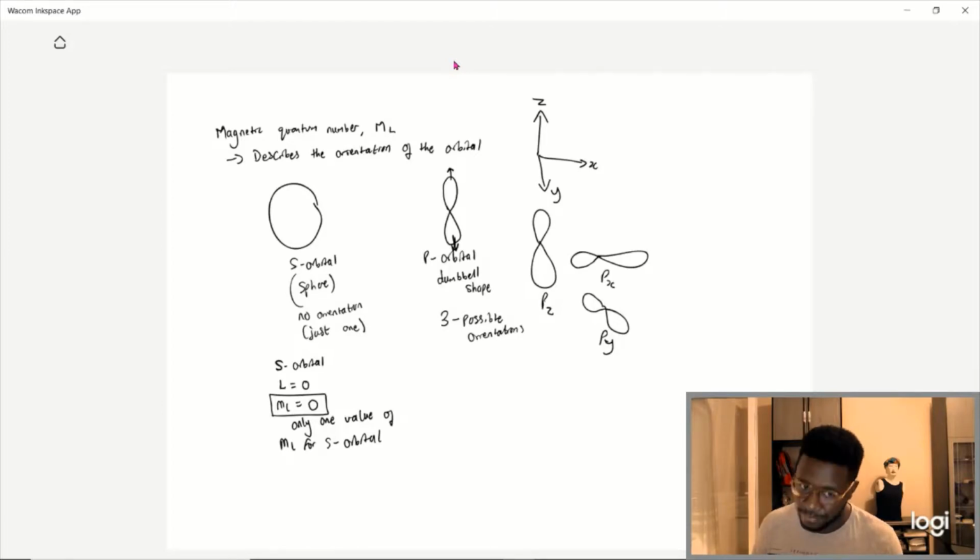In this case, for your p orbital, we know the L is 1. So you have three different orientations of your p orbital, your px, py, and pz. So you have three of them. That means you're going to have three values of ml. These are given as -1, 0, and +1.